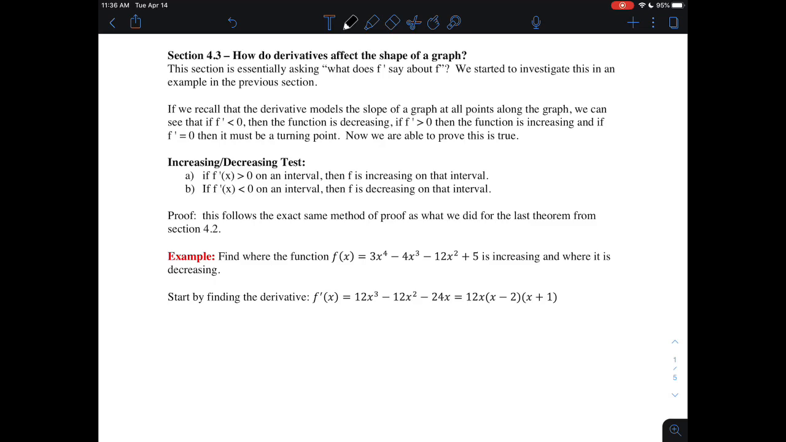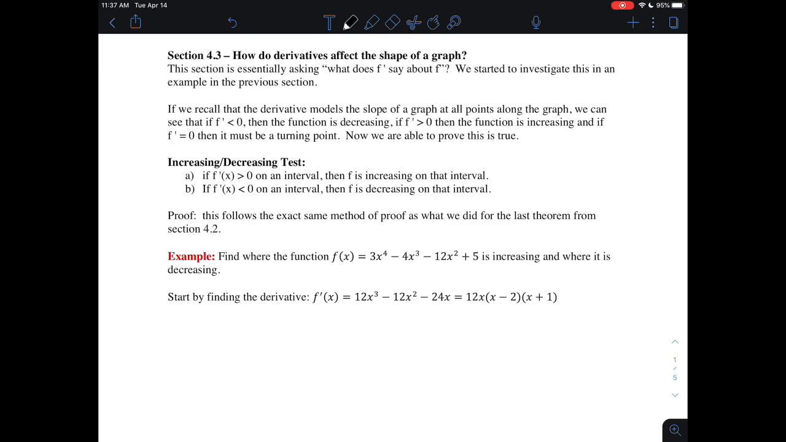If we recall that the derivative models the slope of a graph at all points along the graph, we can see that if the derivative f prime is less than 0, then the function is decreasing because the slope would be going down and to the right. On the other hand, if the derivative f prime is greater than 0, then the function is increasing, and if f prime is equal to 0, then it must be a turning point. Now we are able to prove that all of this is true.